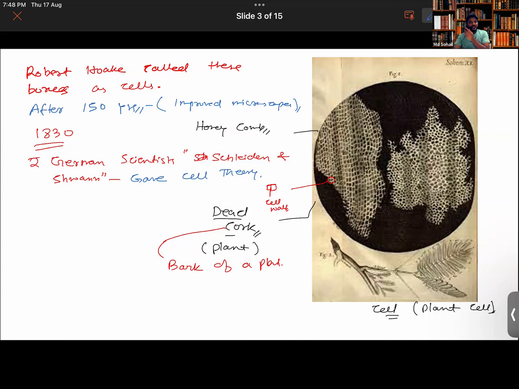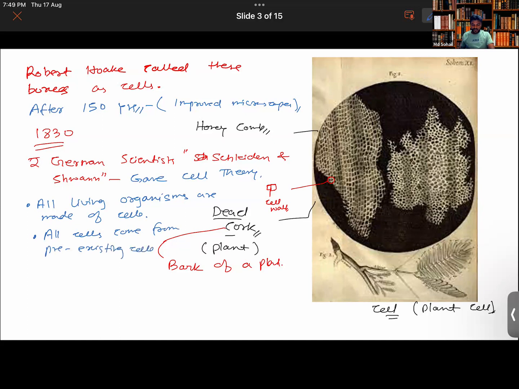The cell theory stated that all living organisms are made up of cells. All cells come from pre-existing cells. So these were the conclusions given by them when they studied living cells under the microscope.